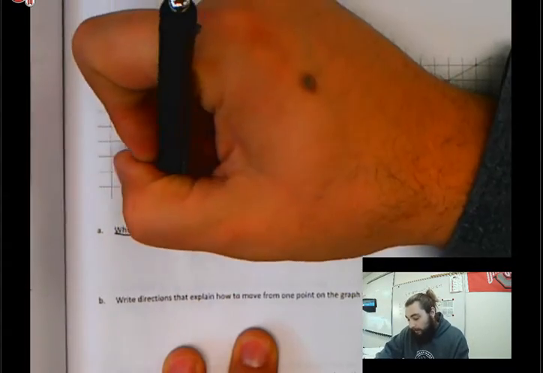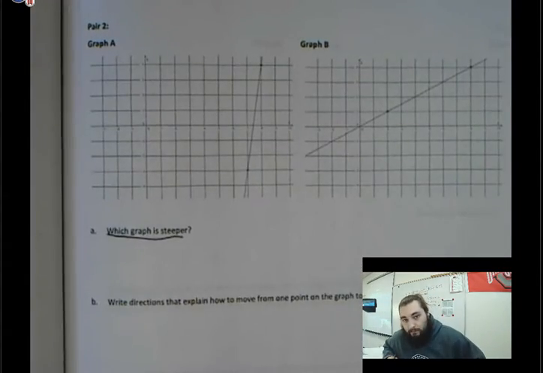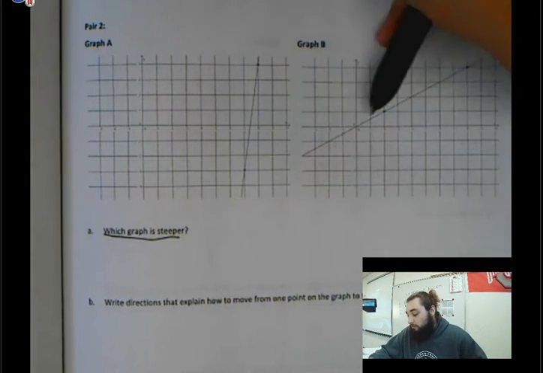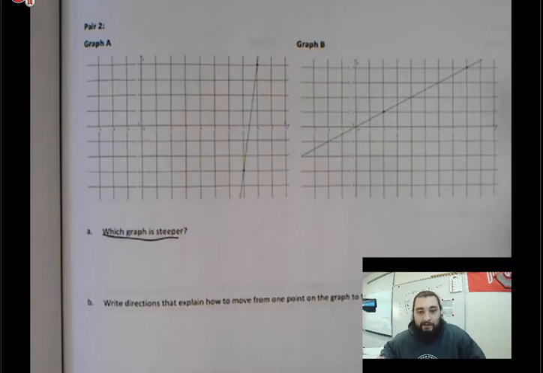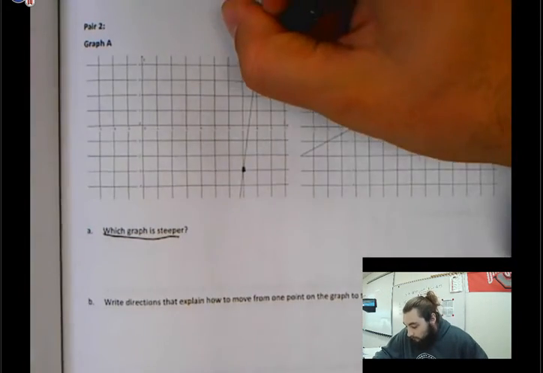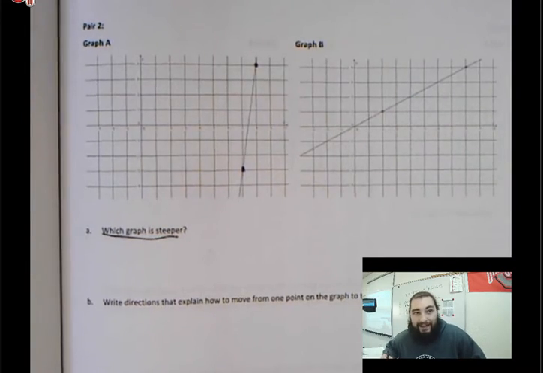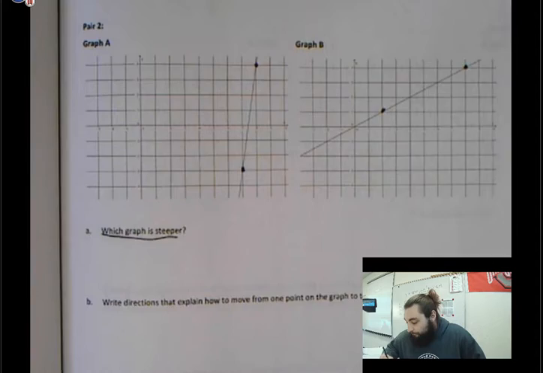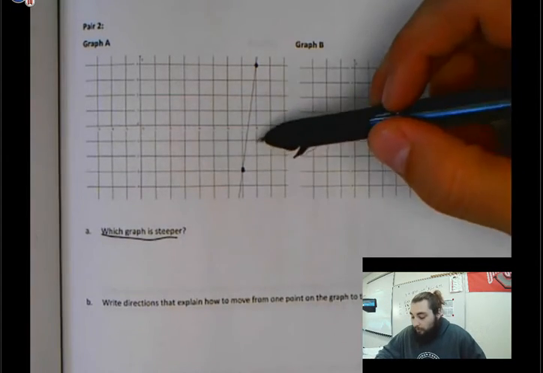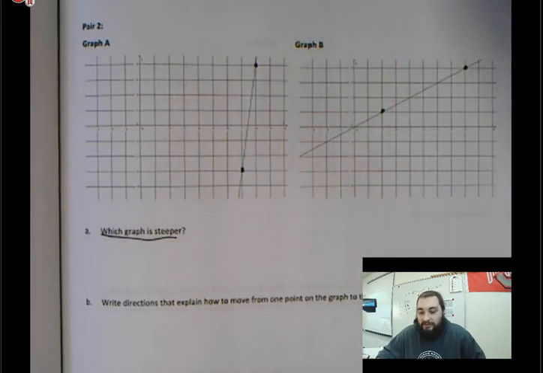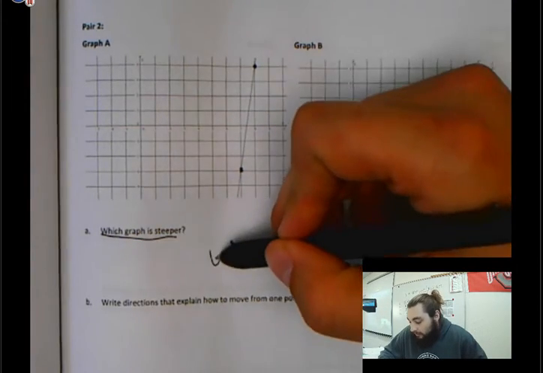And with part A, it asks which graph is steeper. That seems to be a pretty straightforward question, especially with two lines that are as drastically different as these two. Here are the 2 points given to us for graph A. Here are the 2 points given to us for graph B. So in looking at the difference between these 2 points and these 2 points, the difference in terms of steepness is pretty clear. Graph A is steeper.